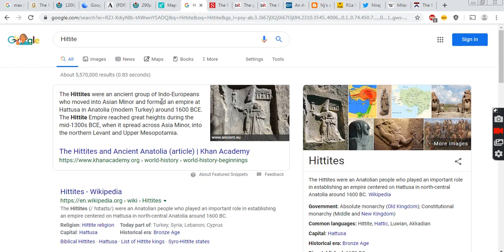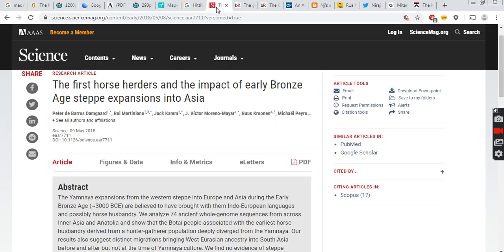So that cannot be, because the Hittites and the Turkish or Anatolian people don't have this DNA, this gene, so they never moved there. And if they didn't move, then who moved, and who brought that language over there? So that's a big question.